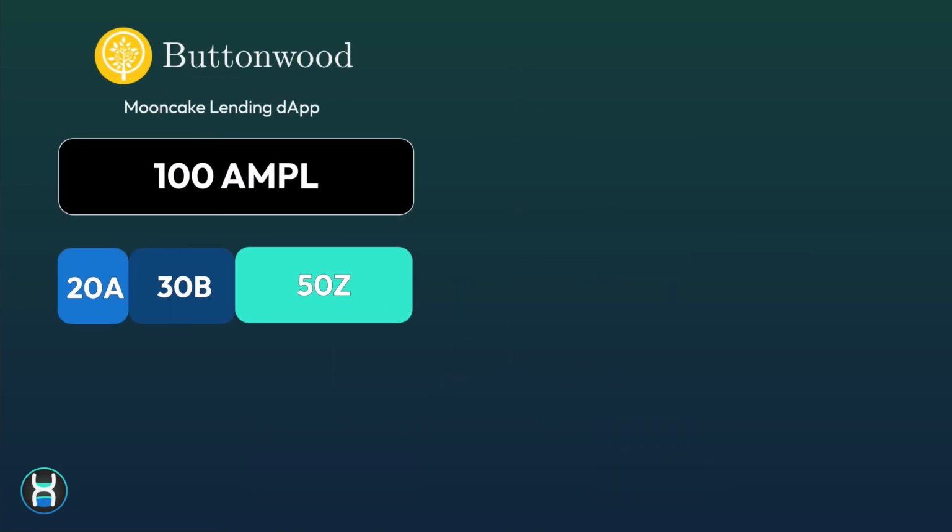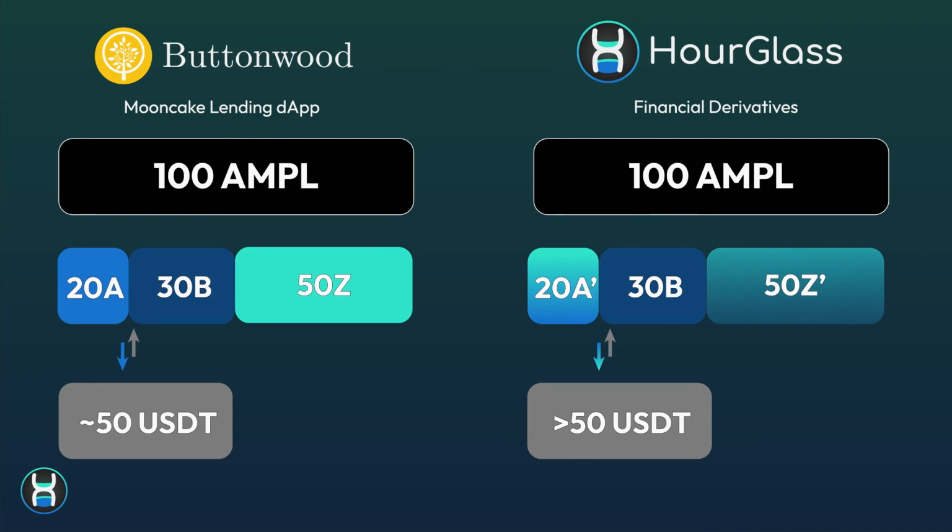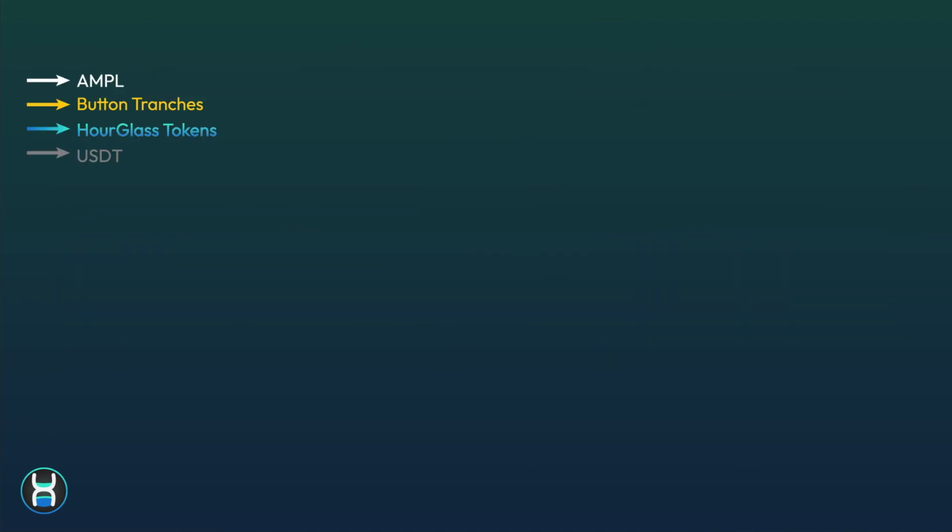Coming back to Mooncake, the main incentive for Ample depositors to use Mooncake is that it allows them to take their A-B tranches and swap them for USDT and stablecoins, helping them borrow against their position. With HourGlass, since A' only has additional upside compared to an A tranche, Ample depositors can borrow a larger amount. Let's take a look at the architecture of Mooncake.